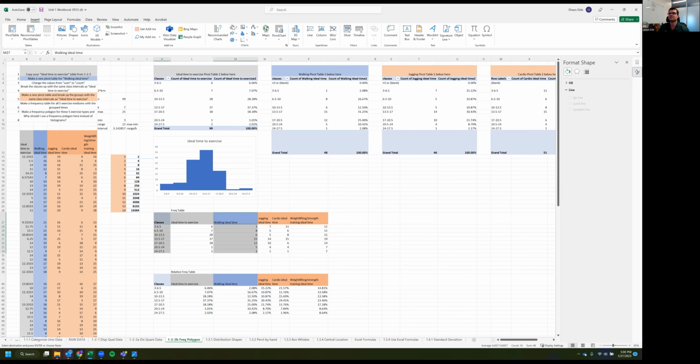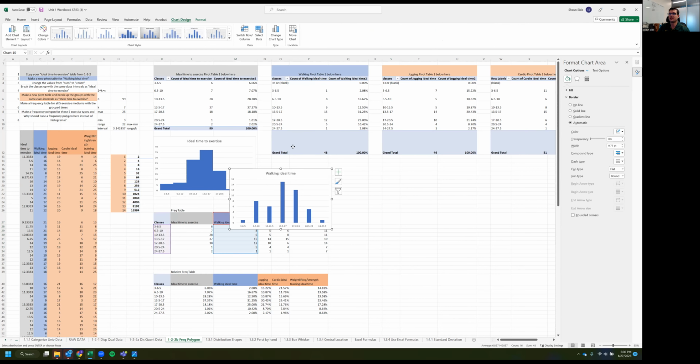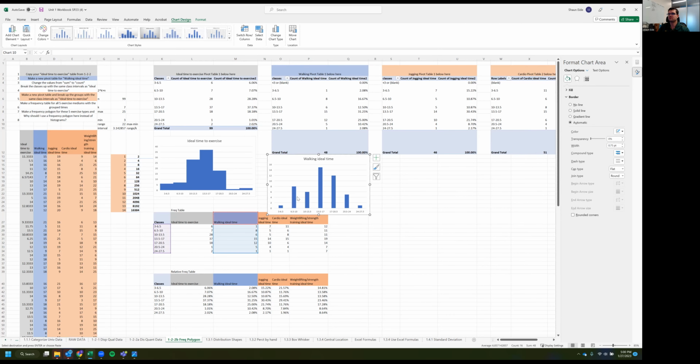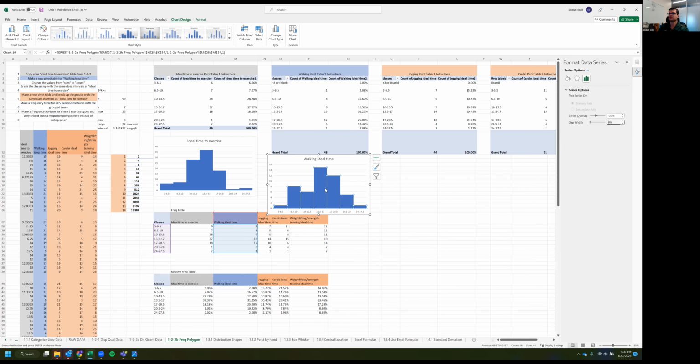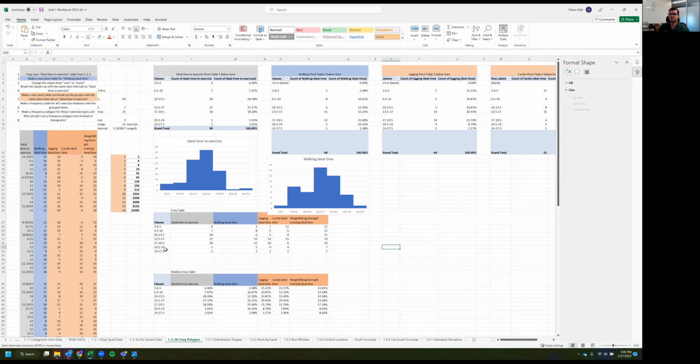Insert, walking ideal time. Change the gap width to 0. And do it again. Command or Control, hold that down. Insert.